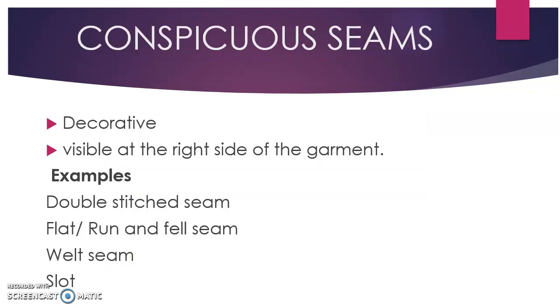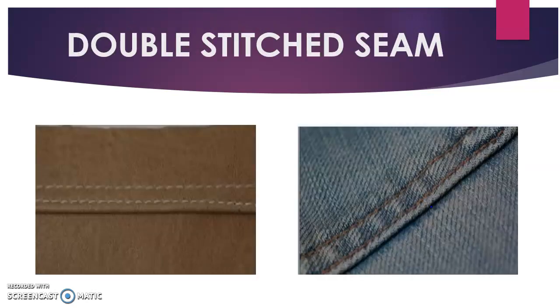Decorative seams, like conspicuous seams, are visible at the right side of the garment. Examples are double stitch seam, flat or run and fell seam, welt seam, and then slot seam. These are pictures of the double stitch seam. It is worked on thick fabrics like denim, a fabric for making jeans.